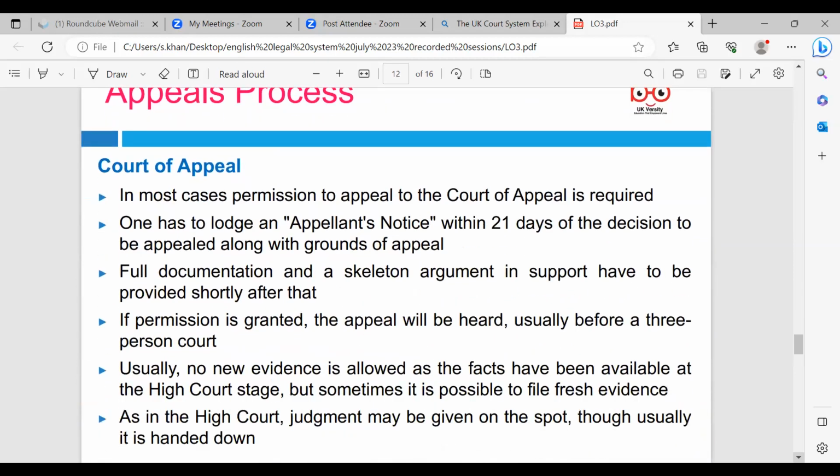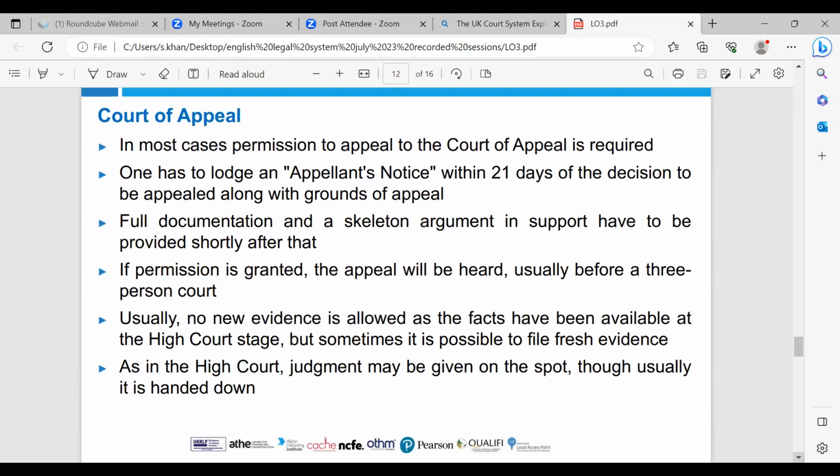So in the appeals process, in the Court of Appeal, in most cases, permission to appeal to the Court of Appeal is required. One has to lodge an appellant's notice within 21 days of the decision to be appealed, along with the grounds of appeal. Full documentation and a skeleton argument in support have to be provided shortly after that. If permission is granted, the appeal will be heard, usually before a 3-person court.